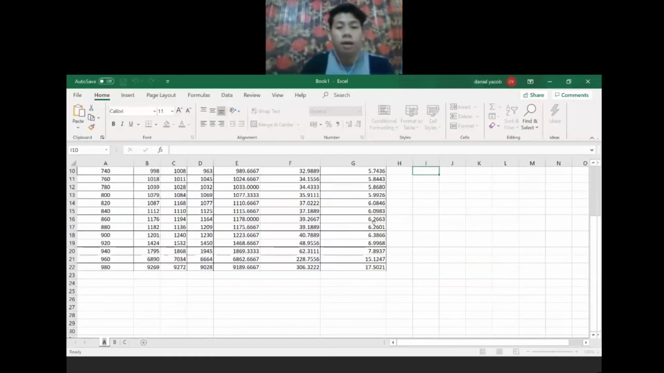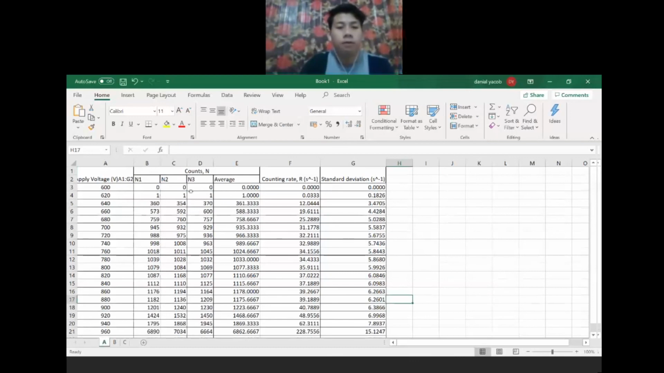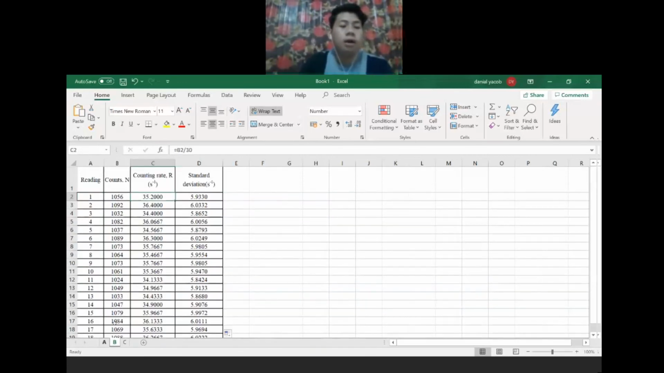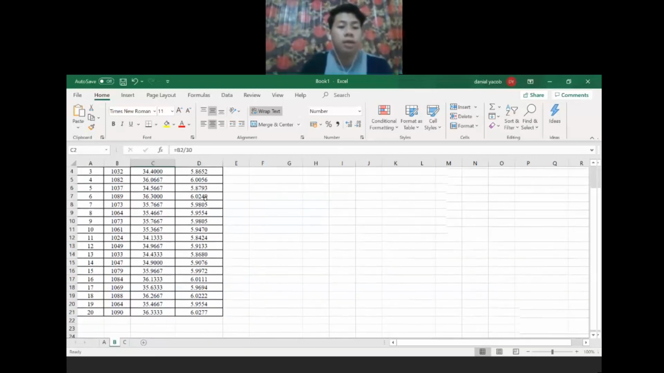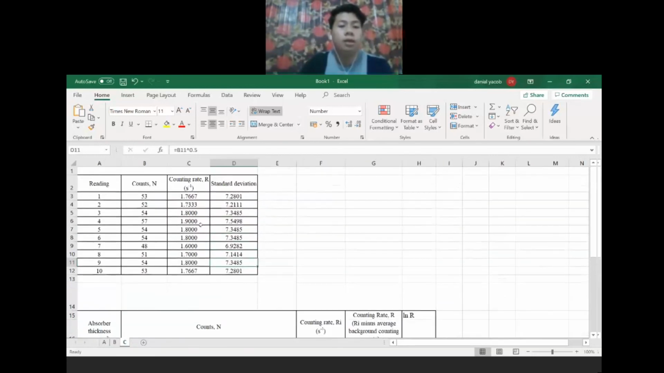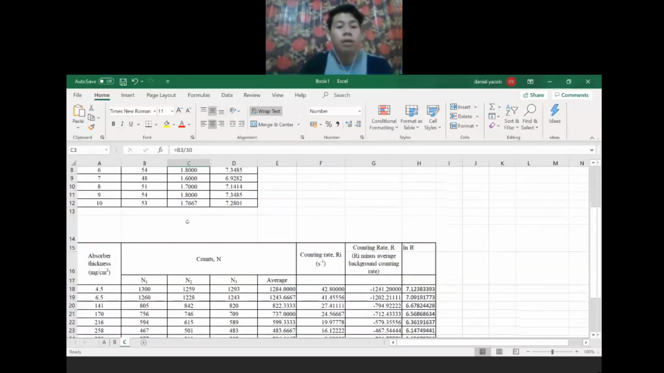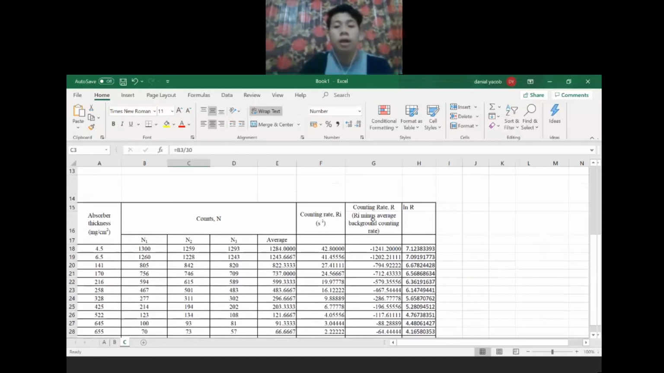For experiment A, we have found the counting rate and standard deviation. These are the values. These are the data from the lecturer. These are for experiment B. We have found the counting rate and standard deviations. Also for experiment C, we have found the counting rate, standard deviation and the counting rate count, and all the data here.